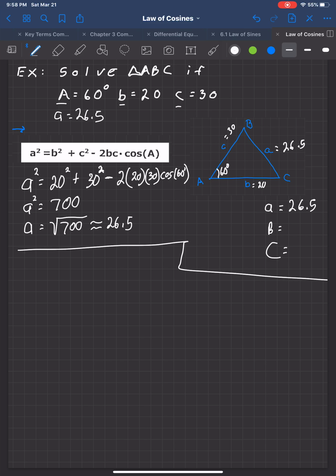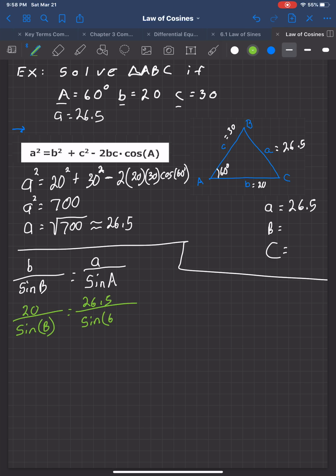Okay, so I'm going to quickly go through this. If I wanted to find angle B, I would have B over sine of B is equal to, now the only relationship that I have is little a and big A, so A over sine of A. Let's put everything in the right spot. So I have 20 over sine of angle B is equal to 26.5 over sine of 60 degrees.